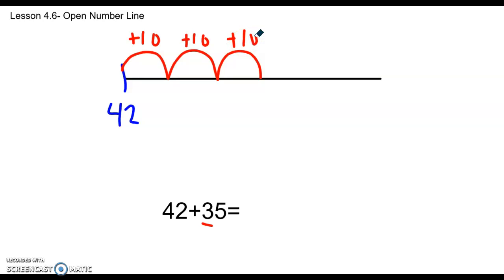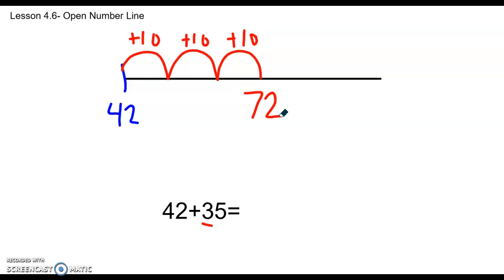I always like to double check my work to make sure I have the correct amount of tens that I need. 10, 20, 30, which is the same as that 3 tens or 30. So I have 3 tens there. Now I'm going to start at 42 and I am going to count up 3 tens. 42, 52, 62, 72.